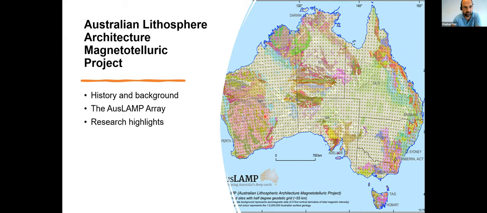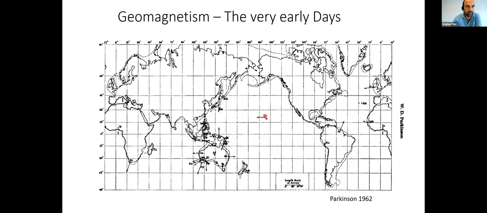So it's been a really very exciting project. Before I start with AusLAMP, I was looking back at what has actually been done in Australia when it comes to array type measurements. And I had to go back a long, long way to this publication from 1962 by Parkinson. He was a lecturer in the 80s then in Tasmania. And he really started out with what is now well known as the Parkinson vectors.